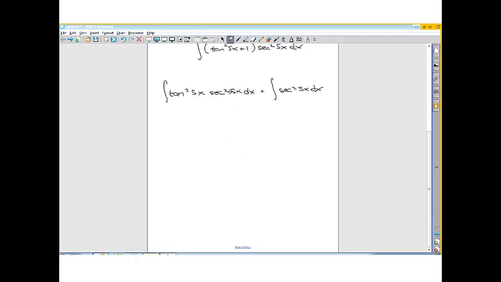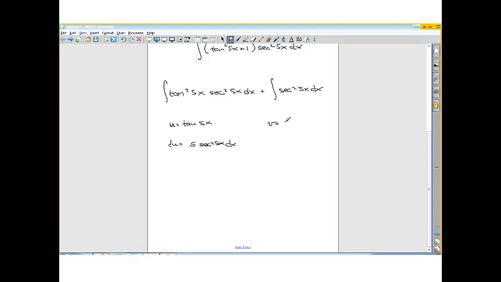Okay, so for this part of the integral, we're going to let u equal the tangent of 5x. Therefore, du is going to be equal to, okay, we have to use the chain rule here. So the derivative of the tangent is going to be the secant squared of 5x. The derivative of 5x is just 5, and then we multiply the whole thing by dx. Over here, we're just going to find the integral of secant squared of 5x, which I guess we still have to do. Let's use v instead, just to be explicit about this.